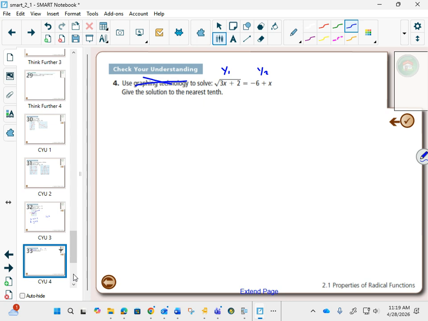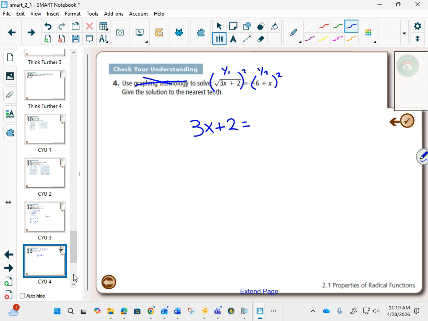Do you remember when solving an equation with a square root, the idea was to get the square root by itself and then square both sides? Because if you square both sides, squaring a square root would get rid of it.